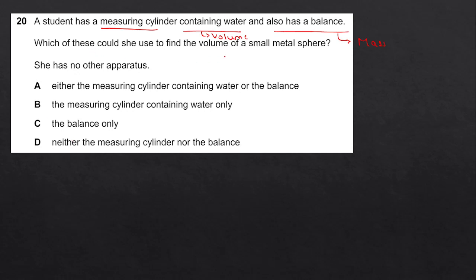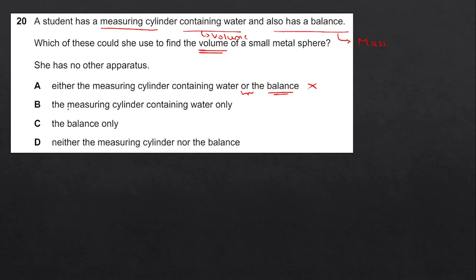Let's look at this, and we know we have to find the volume of a small metal sphere. To find the volume, we would not require this balance. So we can only measure volume using this measuring cylinder. Let's look at option A, either the measuring cylinder containing water or the balance. This is incorrect because balance cannot measure the volume of water or the volume of the substance. It can only measure its mass. So first option is incorrect.